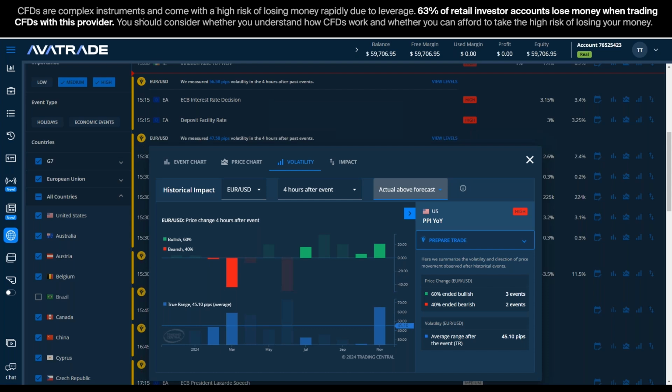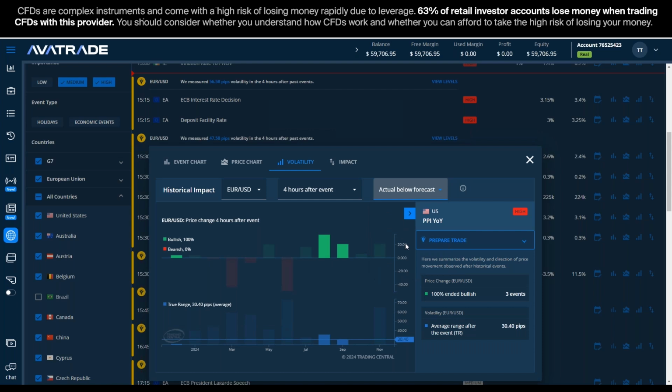Okay, not a big reaction in the past, 60-40. It's almost 50-50. Twice it went down, 3 times it went up. Okay, 2 to 3. It's as close to 50-50 as you can get with an odd number, right? So 3 went up and 2 went down. What if this comes in below forecast? We see a more significant reaction statistically. There were 3 events, and all 3 times the euro went up against the USD.